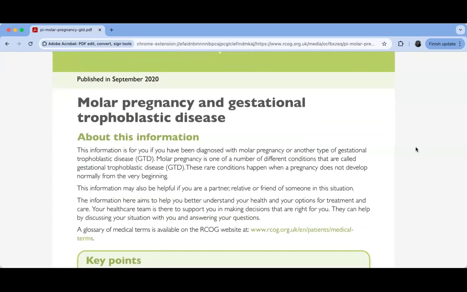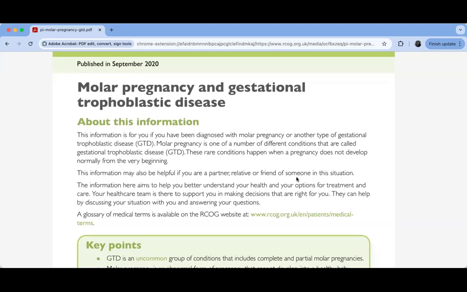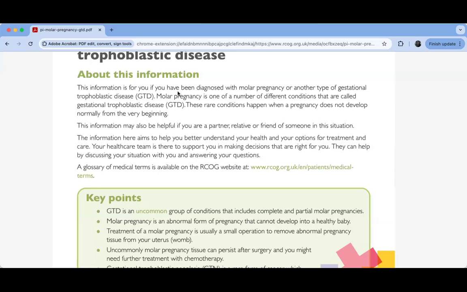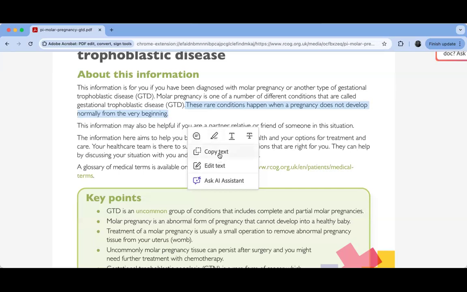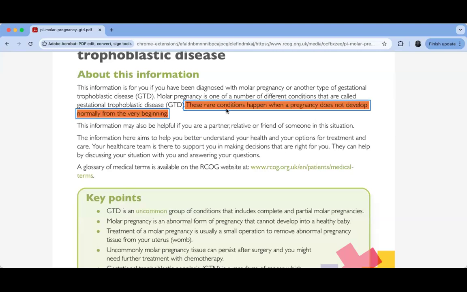This is a rare condition that happens when a pregnancy does not develop normally from the very beginning, okay? So the patient wants to understand a very difficult concept, okay, and you need to clear it in an easy way. How to say it, that's very important, right? So these are a group of diseases or conditions that are rare, okay? And it happens when a pregnancy does not develop normally from the very beginning. So you can have those lines and use them while you are preparing or while you are explaining to the patient, okay?